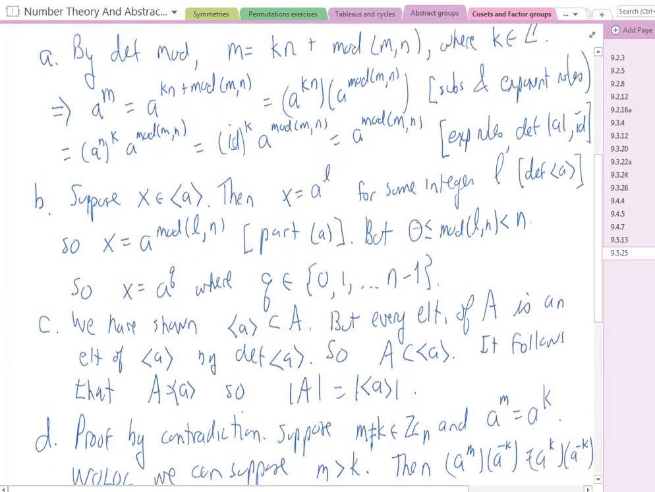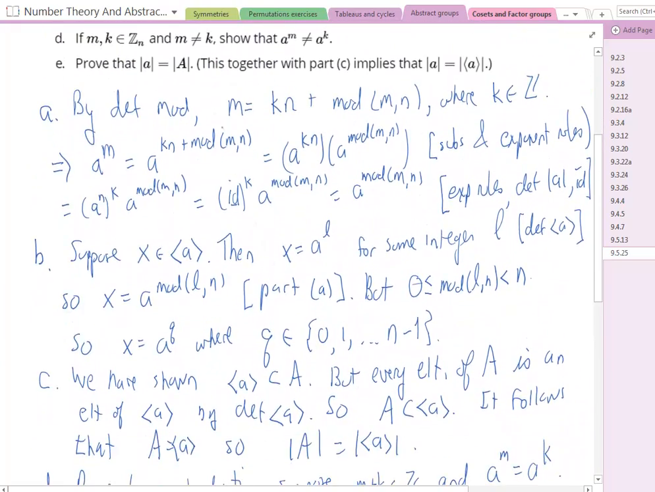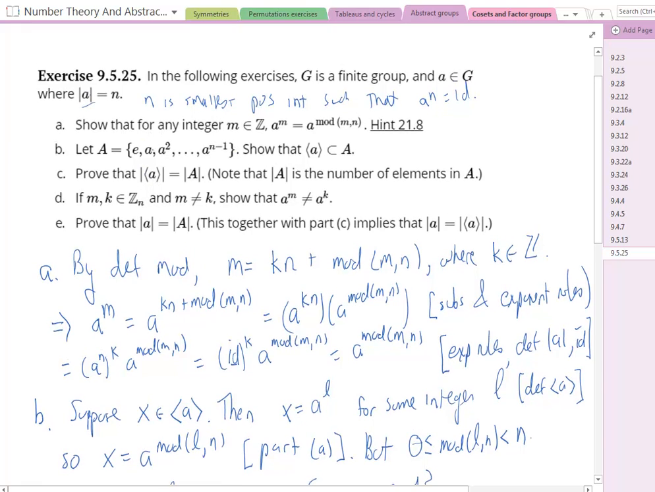All right, let's look at part C. Part C says, prove that the order of the cyclic group generated by a is equal to the order of A. So in other words, the number of elements in the cyclic group generated by little a is equal to the order of big A. What I need to show is that if these two sets are the same, then they have the same order. So that's the strategy I'm going to use: that the cyclic group generated by little a and big A are the same set.